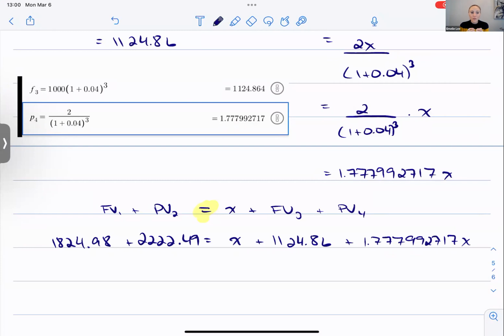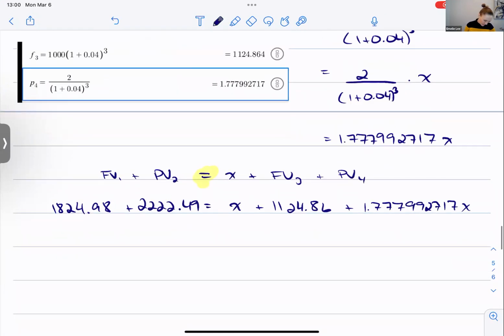Notice that the only variable that I have here now is x, right? And we know how to solve for x in this case, right? We've already said that this side is 4047.47, I think. Yep. Has to be equal to x. So this is 1x, right? So notice you don't want to forget this 1 times x, because then when you pull out the common factor of x, you get 1. You have 1x plus 1.77x.